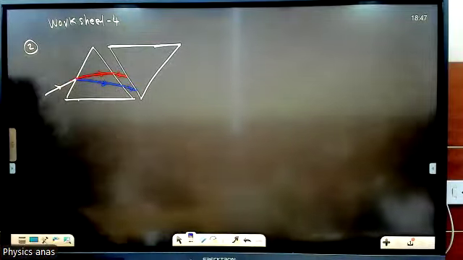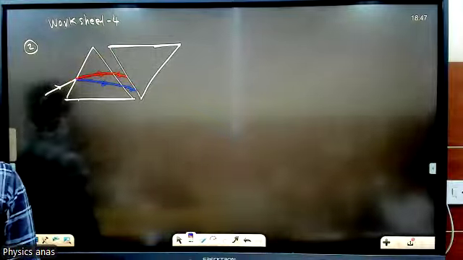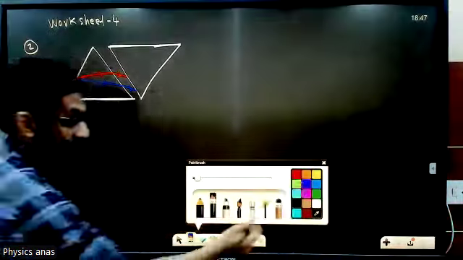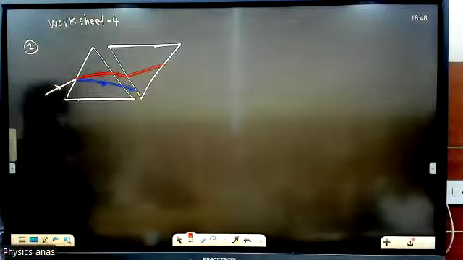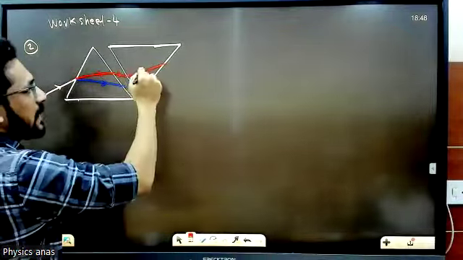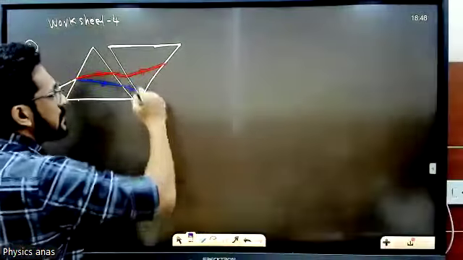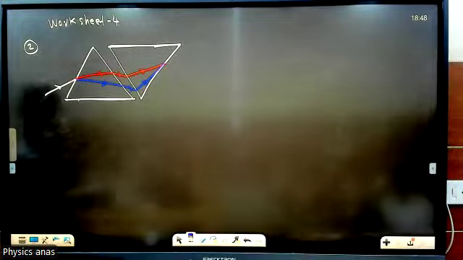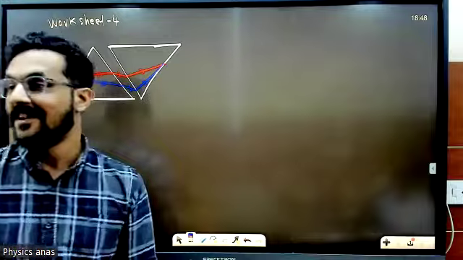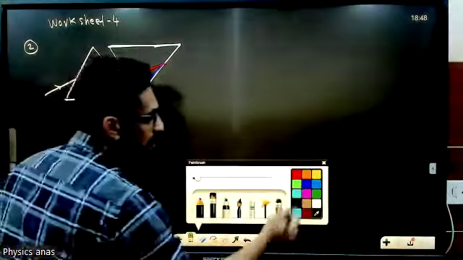So it is coming out of the prism and it is entering the second prism. What happens now? Now again refraction happens. Light will get refracted again, but in reverse manner. That is called the recombination.